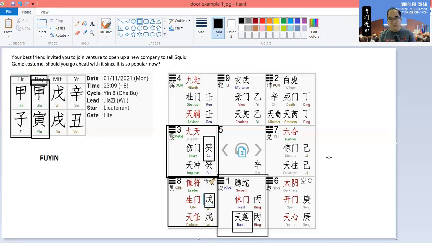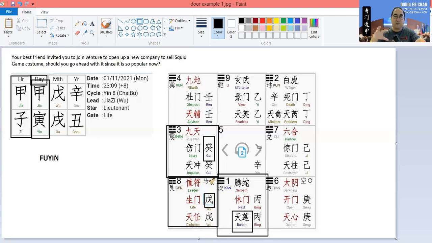And this is supported by the full wing chart. Generally, when we talk about a full wing chart, I will not recommend anybody to go into this particular decision making using the Qi Men Dun Jia chart. So moving forward, I would highly recommend not to go ahead with it. So we would not be going into this particular venture for this Squid Game costume.